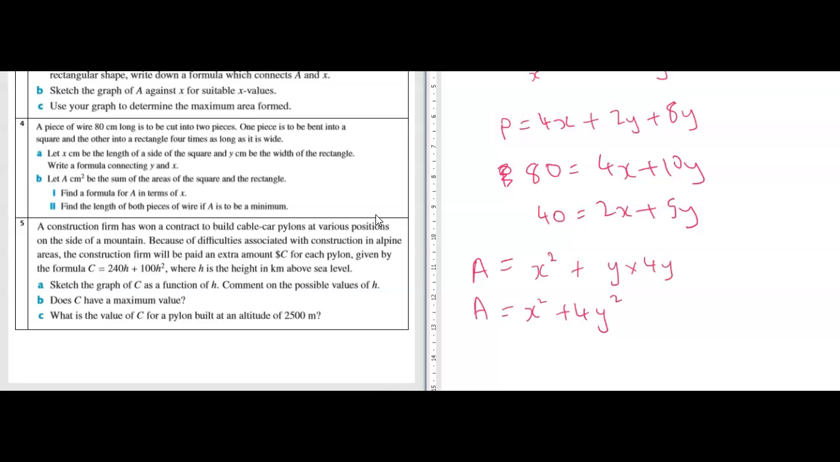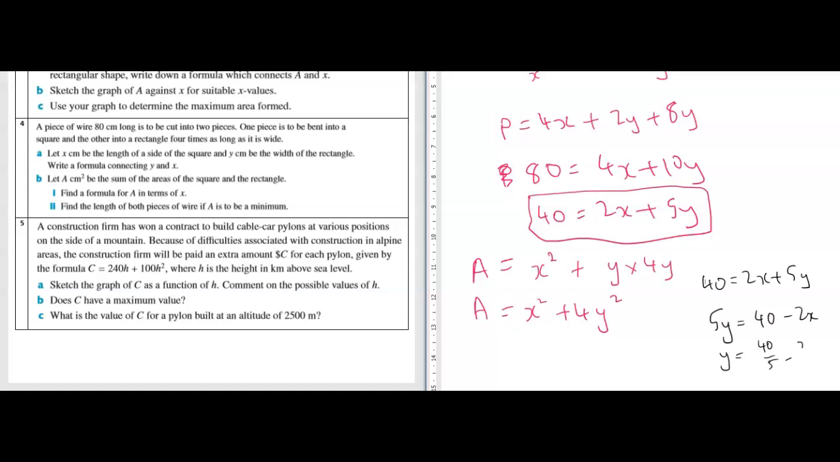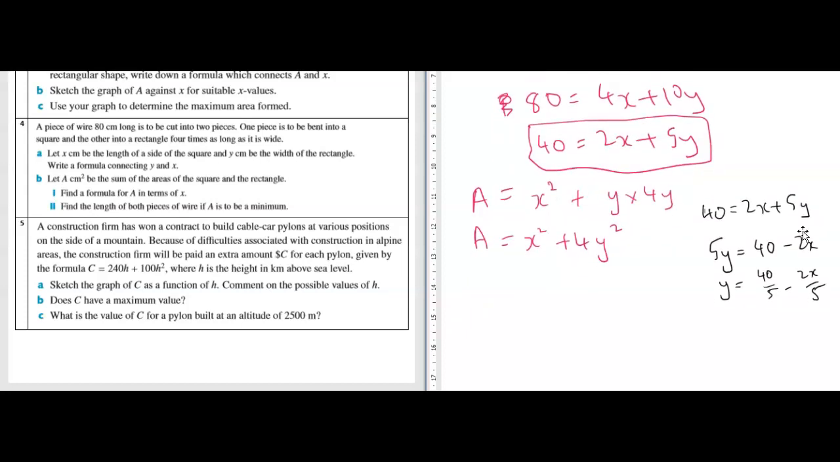So I've got a formula now in terms of x and y, but I can use this formula from before and substitute it in there for y. I might do that in a different color just so we don't get mixed up. If I've got 40 equals 2x plus 5y, let's bring 5y onto its own side, and then I'm left with 40 minus 2x. So y is equal to 40 over 5 minus 2x over 5, just to get rid of that coefficient of y. So y is equal to (8 minus 2x) on 5.